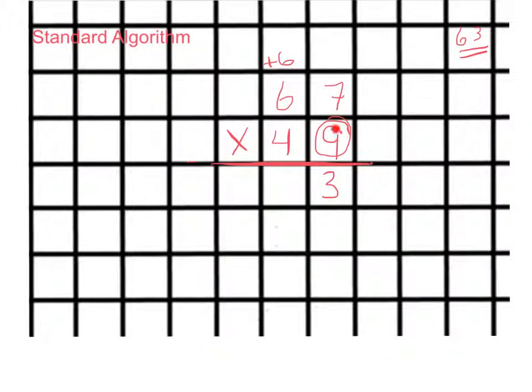I'm not done with my 9, my target number. I'm now going to multiply my 9 times 6. 9 times 6 we know is 54, but I'm going to add 6, so I'm going to get 60. 54 plus 6 is 60, and I'm going to write 60 right here. Now, I'm done with my target number, so I'm going to put a line through it so I know I don't need to use it anymore.